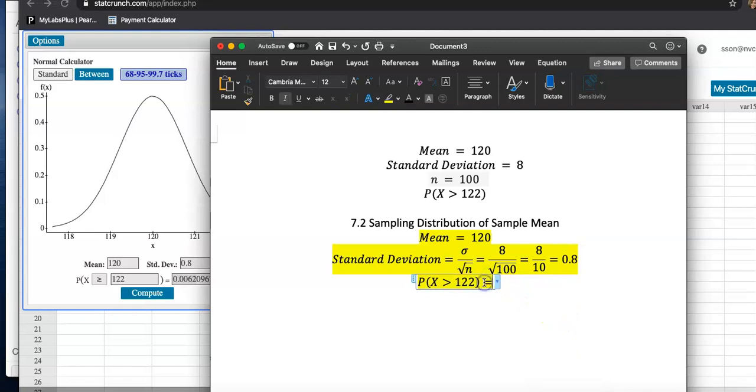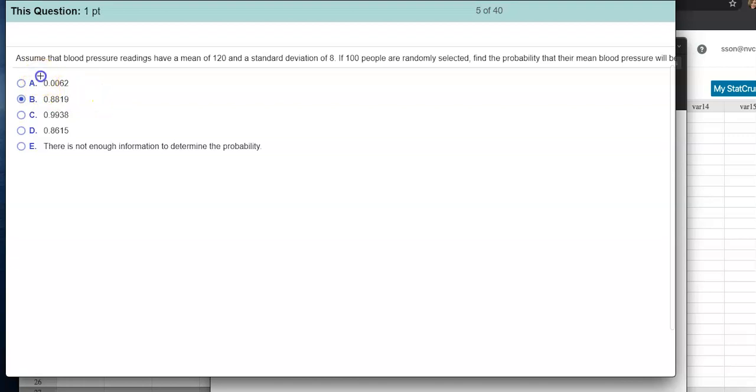0.0062 from the calculator. So we go over here, 0.0062. A is going to be the answer that you're going to choose.